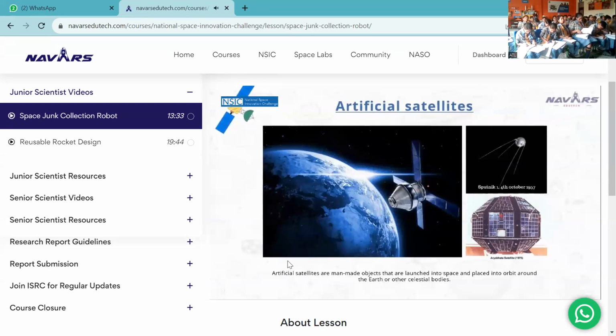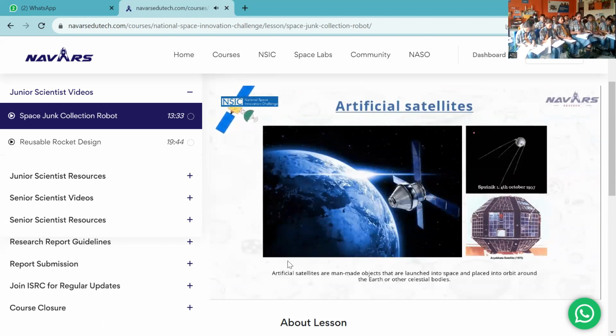Satellites can stay in orbit for many years, but eventually they may run out of fuel or become non-functional and need to be replaced. That is actually a very big issue. Once it is not functional, it will become debris. Okay. So there are thousands of artificial satellites orbiting the Earth right now.